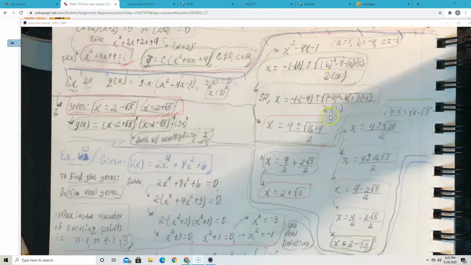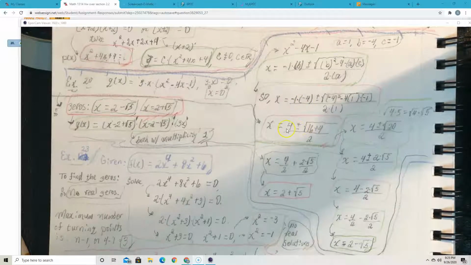Now, this will give us our two solutions, our two x-intercepts, our two roots, our two zeros. In the denominator, now we're going to clean this up, simplify it. 2 times 1, of course, is 2 in the denominator.